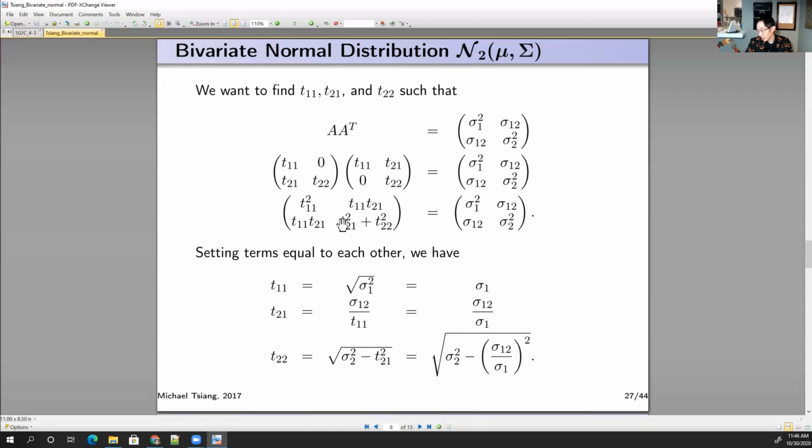And then lastly, I've got T21 squared plus T22 squared is equal to sigma 2 squared. All right, so T22, if you solve for this, is going to equal the square root of sigma 2 squared minus T21 squared. And plugging all of this in, you get this. All right, so these terms can be used to figure out your Cholesky decomposition.